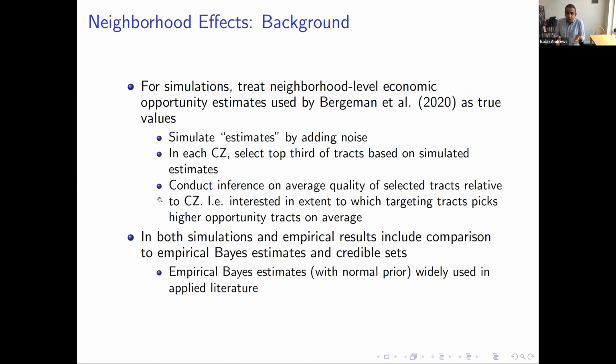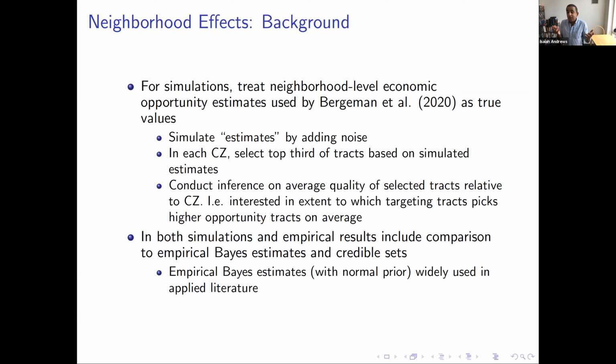So we're essentially trying to estimate the extent to which targeting tracts in this way is succeeding in selecting higher quality tracts on average. For both the simulation and empirical results, I'm going to include a comparison with empirical Bayes estimates and credible sets. One reason for doing this is that empirical Bayes estimates based on a normal prior are widely used in the applied literature in this area, and so are a natural benchmark.